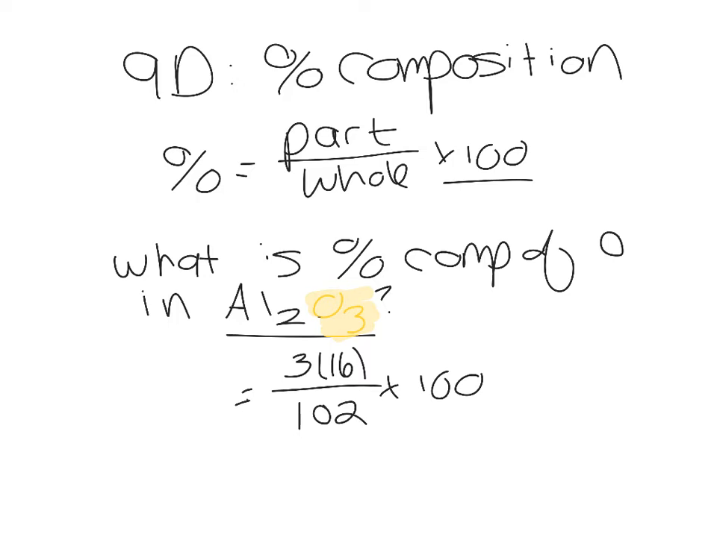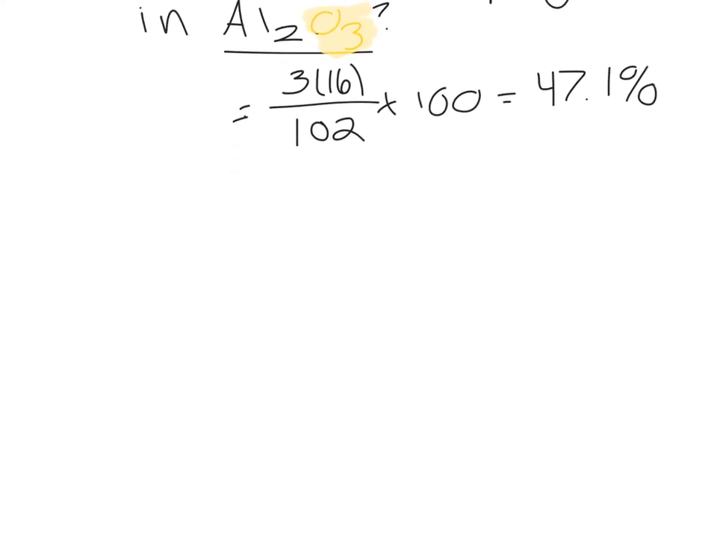Now I would expect the top number to be less than the bottom number. So 48 divided by 102 times 100 gives me a percent composition of about 47.1%. Okay, so aluminum oxide is 47.1% oxygen by mass.